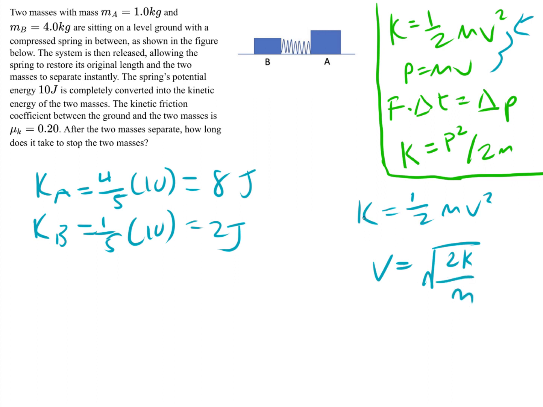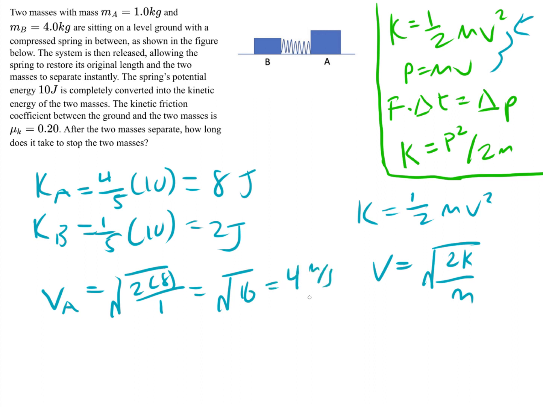It's by simply multiplying the kinetic energy by 2, dividing by the mass, and then square rooting that whole side. It's a basic algebraic manipulation there. So now we can solve for the velocity of each one. The first one, we have the velocity of A right after leaving is the square root of 2 times its kinetic energy divided by the mass. This is the square root of 16, which is equal to 4 meters per second.